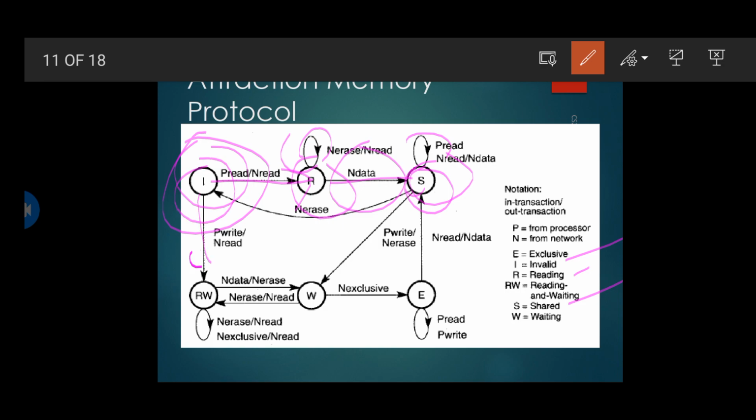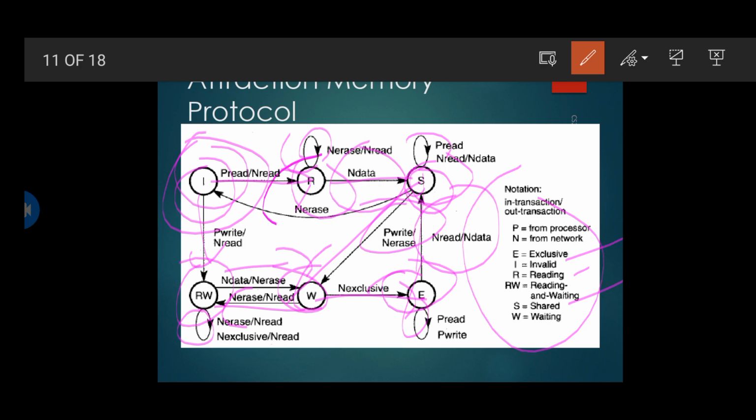I points out to the RW, read and write. For read and write there will be a bidirectional link through N data to NRS or NRS to N read. Even there is a self node, NRS or N read, N exclusive and read. Now see the write operation. The write operation is exclusive and S is given to P write or NRS. Now E will give rise to N read and N data, and E will have read write.